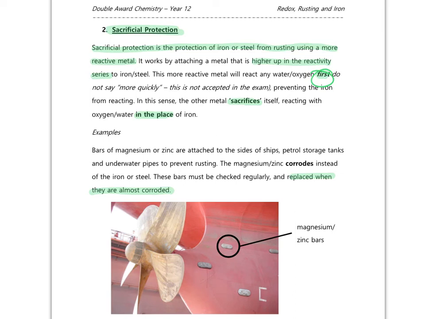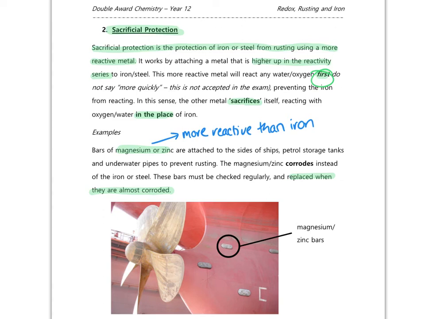So you can see here on this side of a ship, you have some magnesium and zinc bars. Magnesium and zinc are the most commonly used metals in sacrificial protection, because you don't want a metal like sodium or potassium, which is going to react explosively with any water that it gets in contact with, and you don't want your object to then end up exploding because of it. So we use magnesium and zinc, which are more reactive than iron, but they still react fairly slowly with water. So if we attach them to the sides of ships, petrol storage tanks and underwater pipes, then they can prevent rusting. The magnesium or the zinc corrodes instead of the iron or the steel.